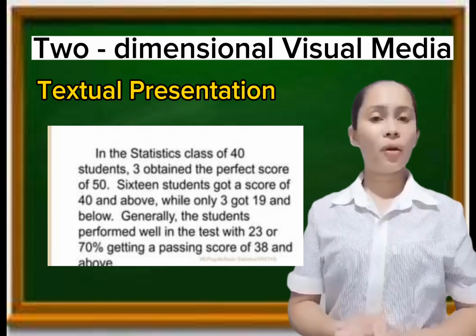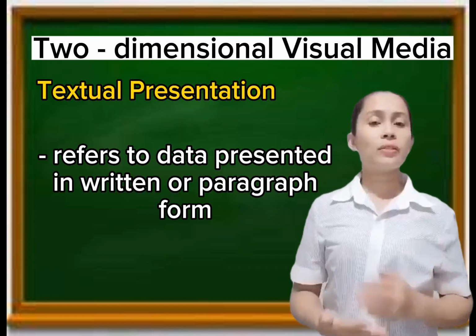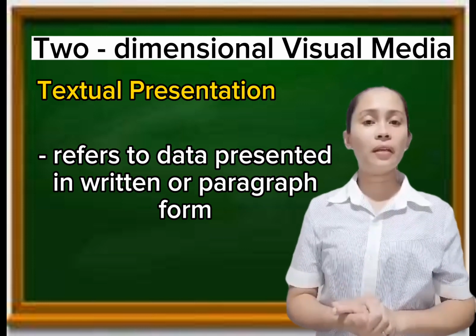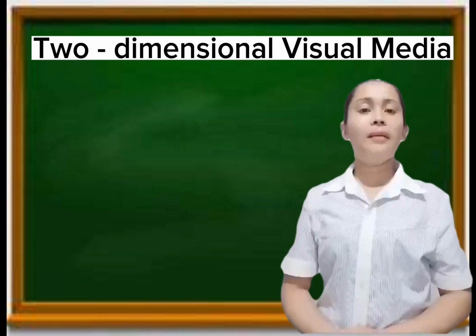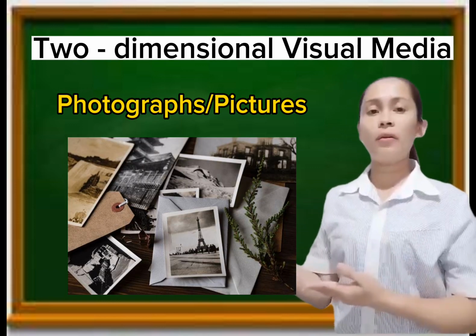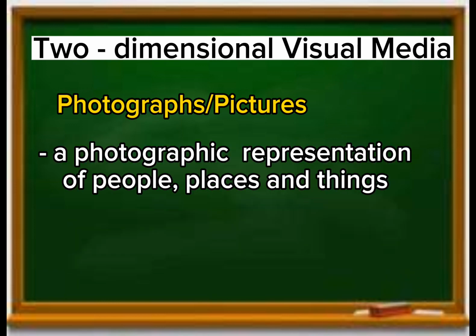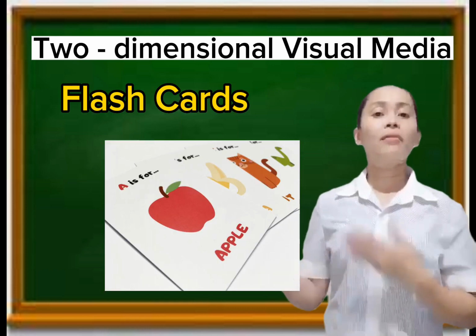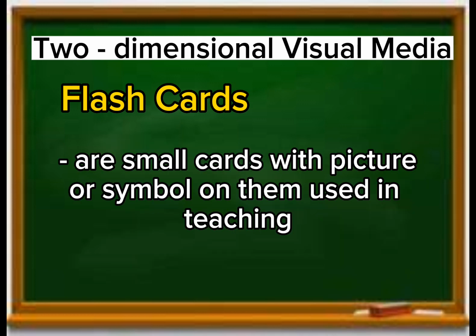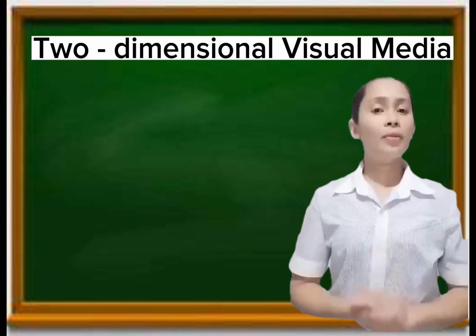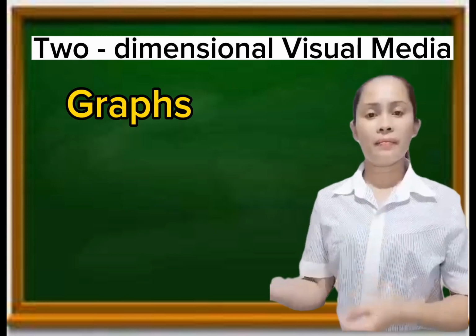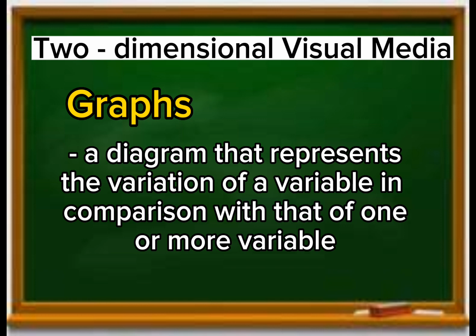Example, textual representation. This refers to data that is presented in written or in paragraph form. Next, we have photographs or pictures. Photographic representations of people, places, and things. Another one is flashcards. Are small cards with picture or symbol that are commonly used in teaching. Then we have graphs. A diagram that represents the relationship between two or more points, lines, segments, and curves.